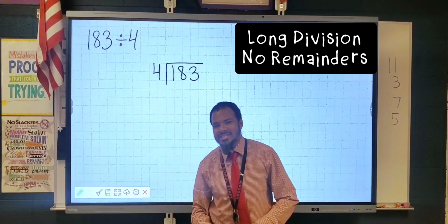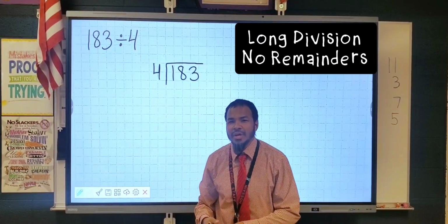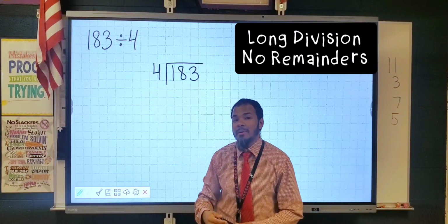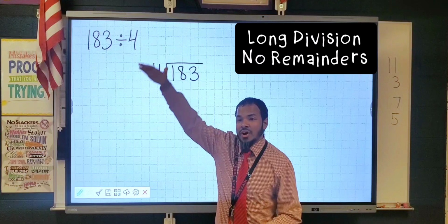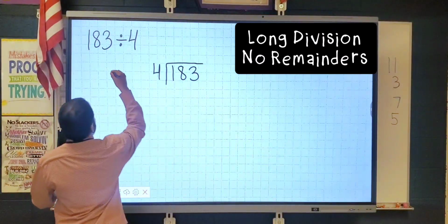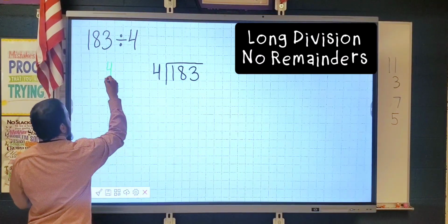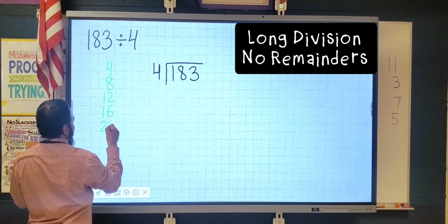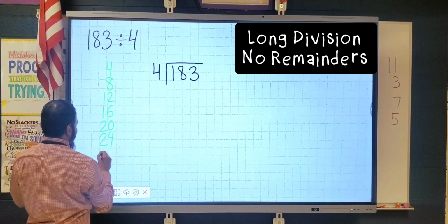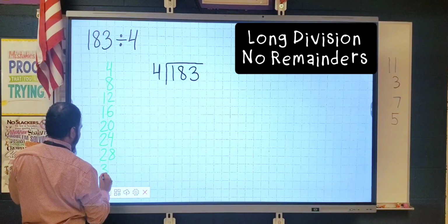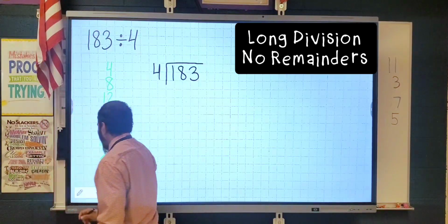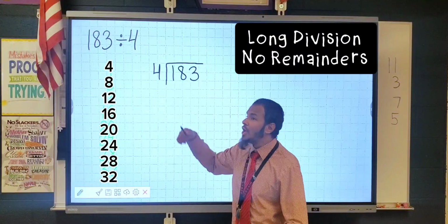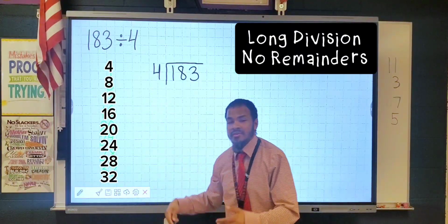Remember, my strategy is whenever you're doing long division, you list the multiples of the divisor. So I'm going to count by 4 and make a list on the left side. We have 4, 8, 12, 16, 20, 24, 28, 32. All right, then I ask myself, if I count by 4, will I ever say 1? No, look at the list, you never say 1.